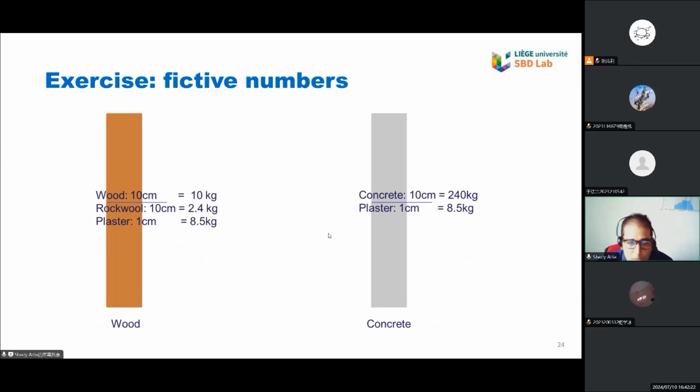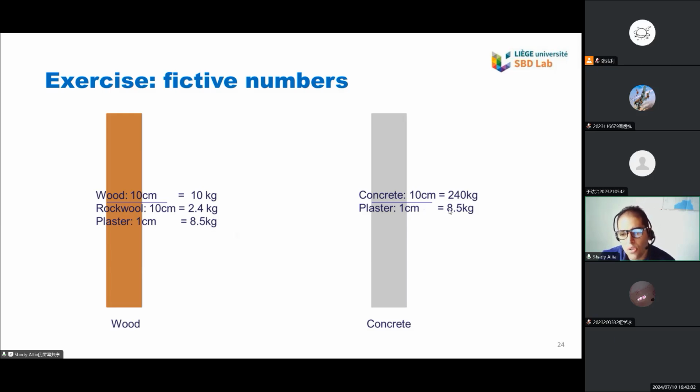If I was with you in class, I would now ask you to take a pen and do a little exercise. It's just a fictive exercise. I copied this exercise from Professor Hendrik Hoxha at DTU, the Technical University of Denmark. He was saying, okay, let's take this wood construction. This is a wall composition. I have 10 centimeters of wood, 10 centimeters of rock wool, and 1 centimeter of plaster. The quantities are: wood 10 kilograms, rock wool 2.4 kilograms, and plaster 8.5 kilograms.